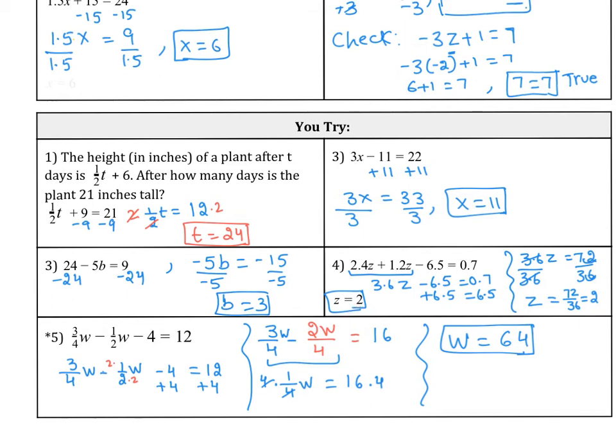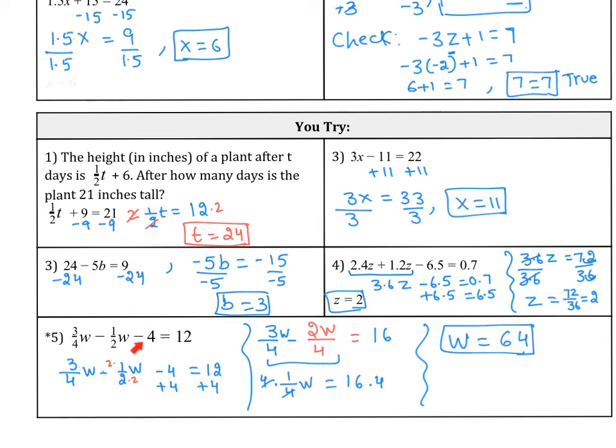For number 5, everyone, if you see fractions and you want to add or subtract them, it's really important that you have the same denominator. To make the same denominator, you're going to multiply the 2 and divide by 2. After you do that, you're going to get 3w minus 2w on the top and 4 on the bottom over 4.